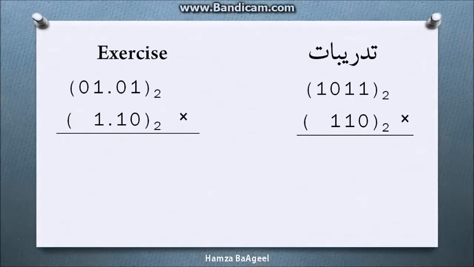تدريبات exercise. أول شيء بنحل هذه المسألة وهي المسألة بدون الفاصلة. First of all, we start in solving this one in the right because there's no decimal here like this one. So we start like regular multiply.